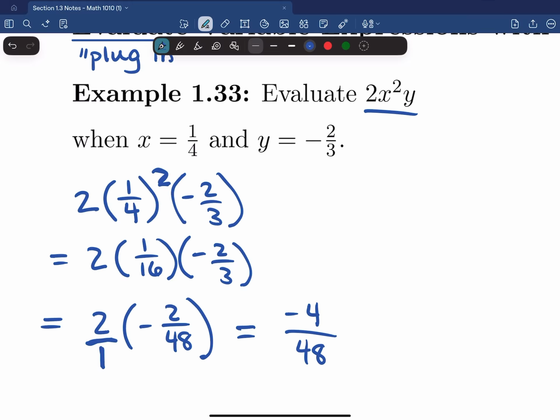Now, is this reducible? Yes. It's reducible by a factor of 4 because 48 is a multiple of 4. So my final result, I'm going to put the negative in front of the fraction, and 4 divided by 4 is 1, and 48 divided by 4 is 12. There we go. -1/12 is the answer.